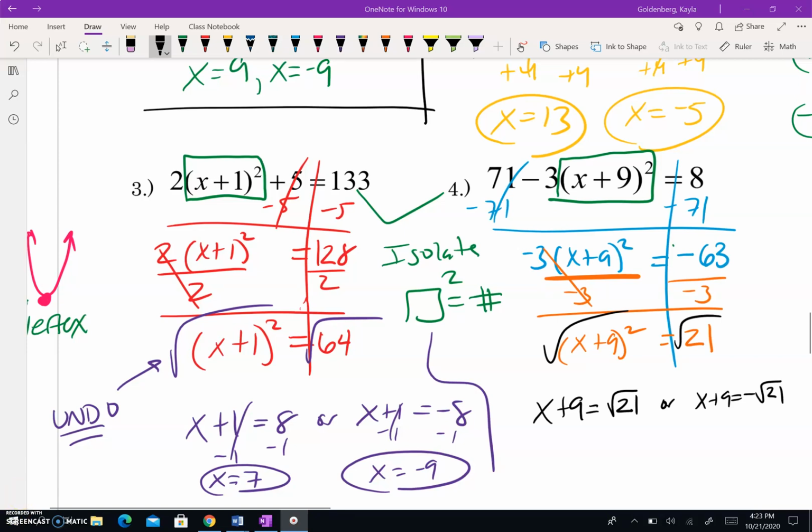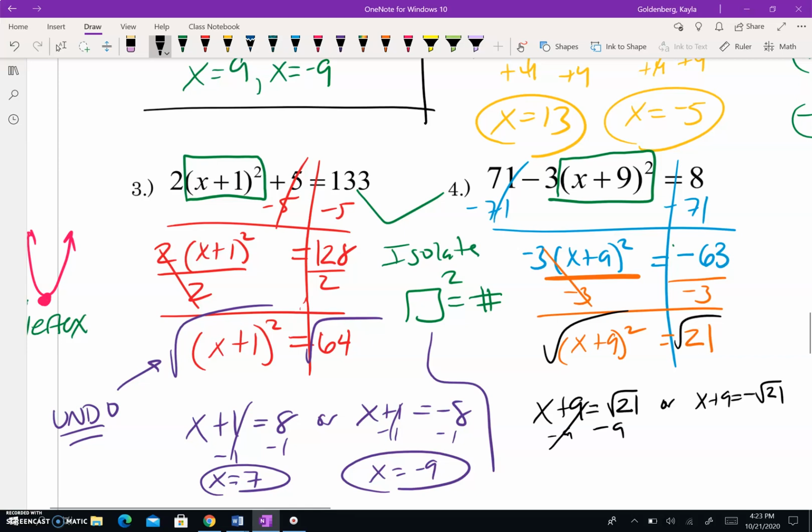Okay, so this one worked out a little funny. When you subtract 71 and put that together with the 8, you get negative 63. Dividing by negative 3, you get 21. And then the weird thing is we don't have anything that we can square root 21 as perfectly. So the way I would be inclined to solve this is just to leave it as the square root of 21, because notice you can't simplify that square root at all.